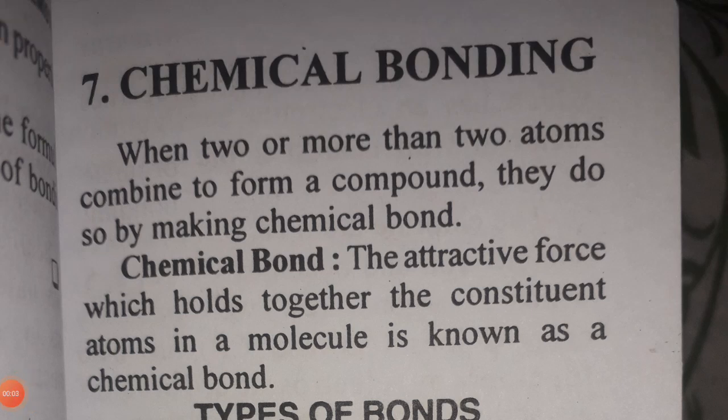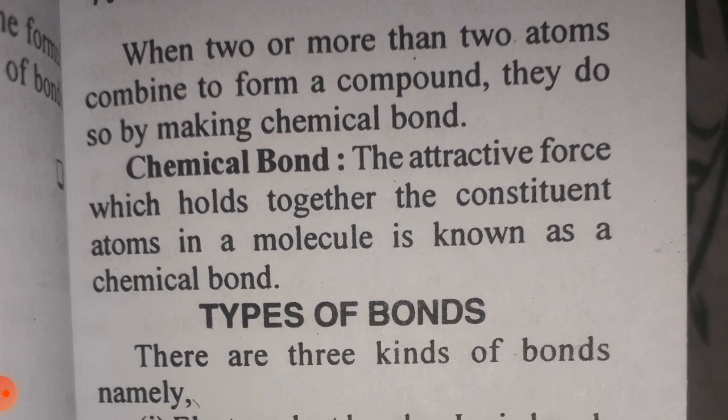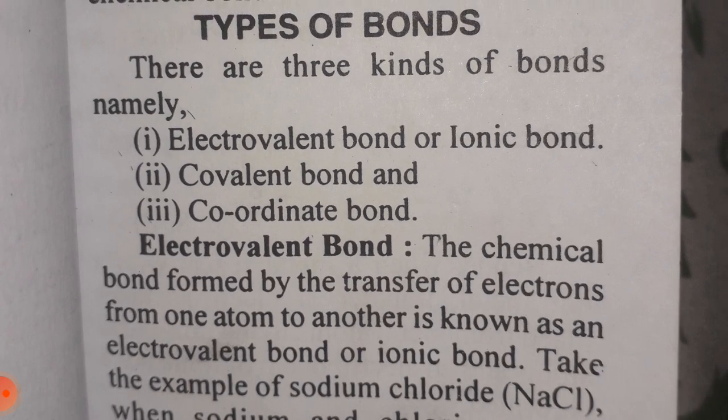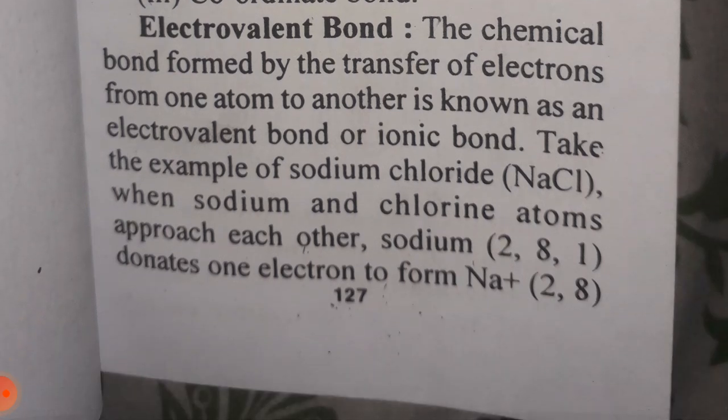Chemical bonding. When two or more atoms combine to form a compound, they do so by making a chemical bond. A chemical bond is the attractive force which holds together the constituent atoms in a molecule. Types of bonds: there are three kinds of bonds, namely electrovalent bond or ionic bond, second, covalent bond, and third, coordinate bond.